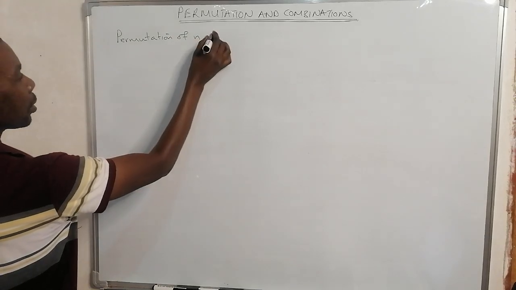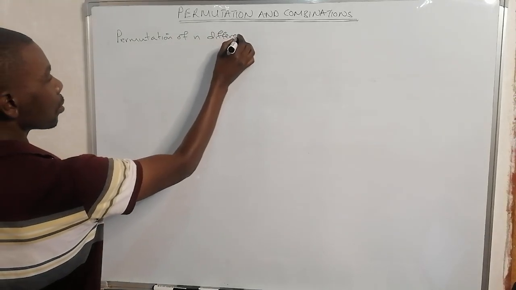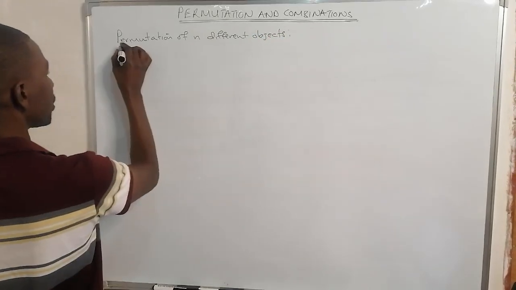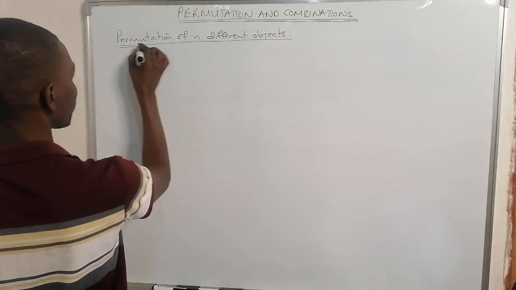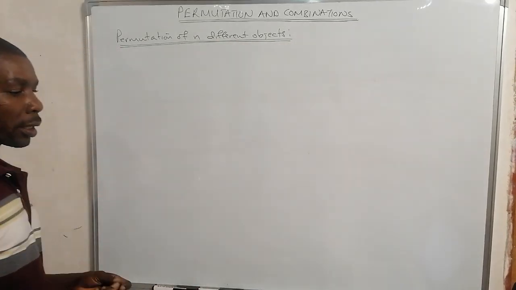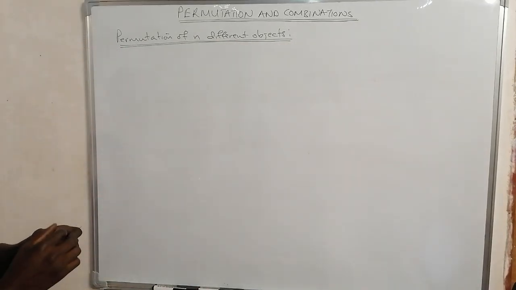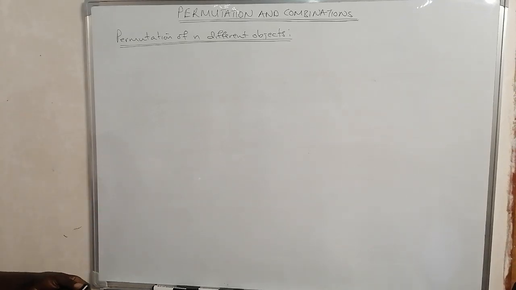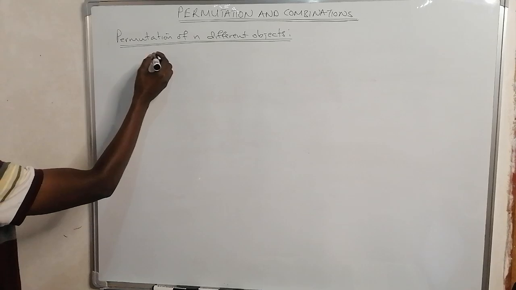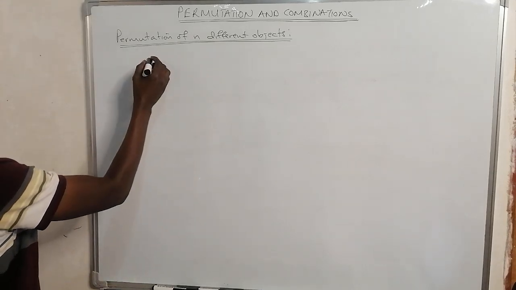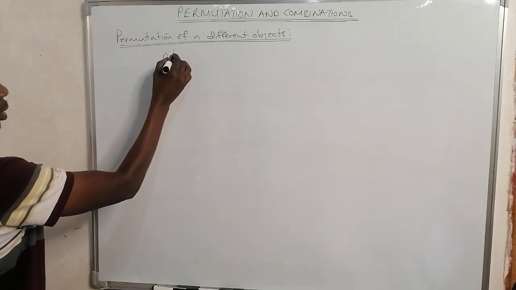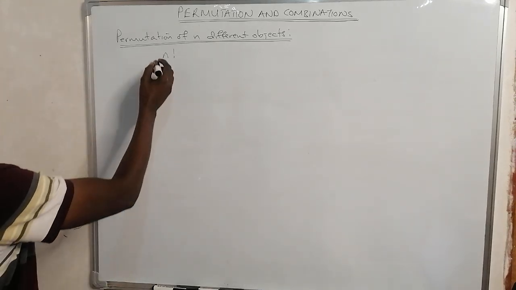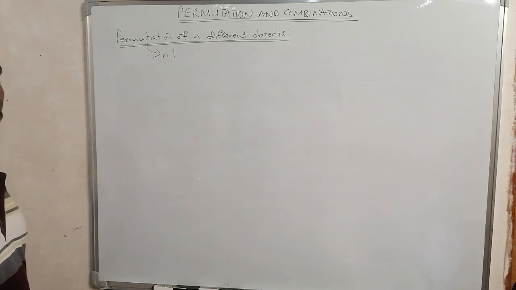Permutation of n different objects. Right. So permutation of n different objects is given by n factorial. That's the formula. We just use this one for n different objects.